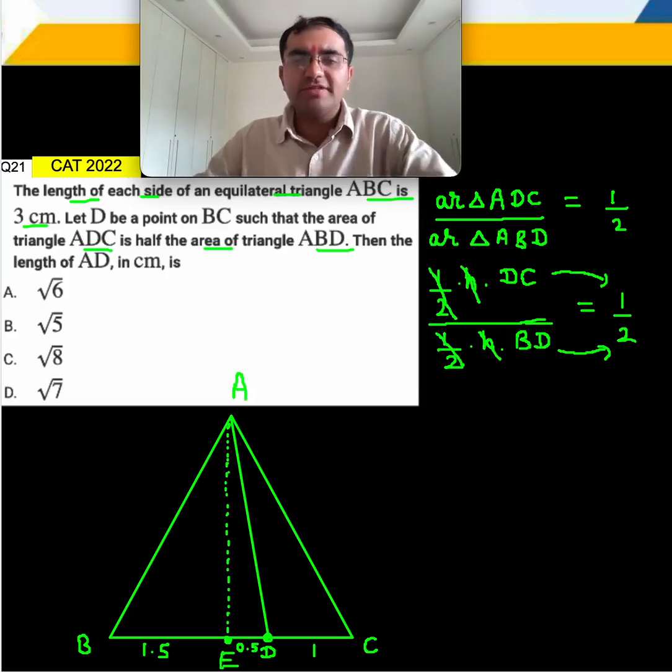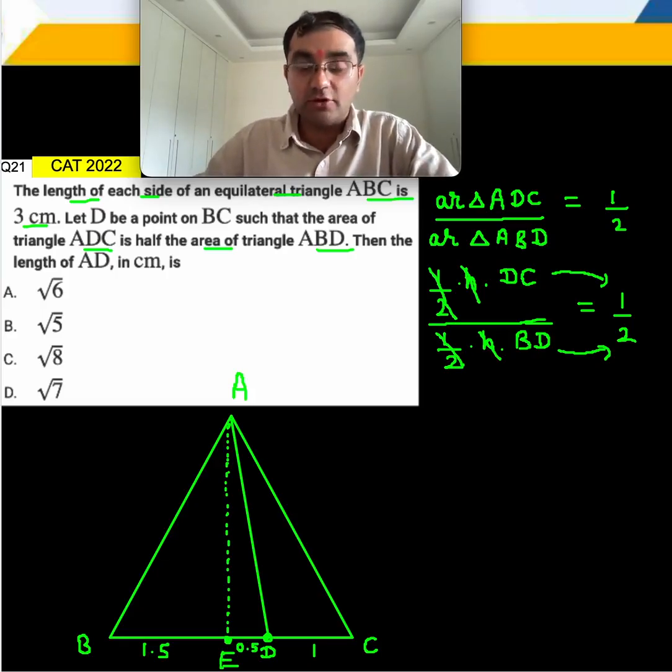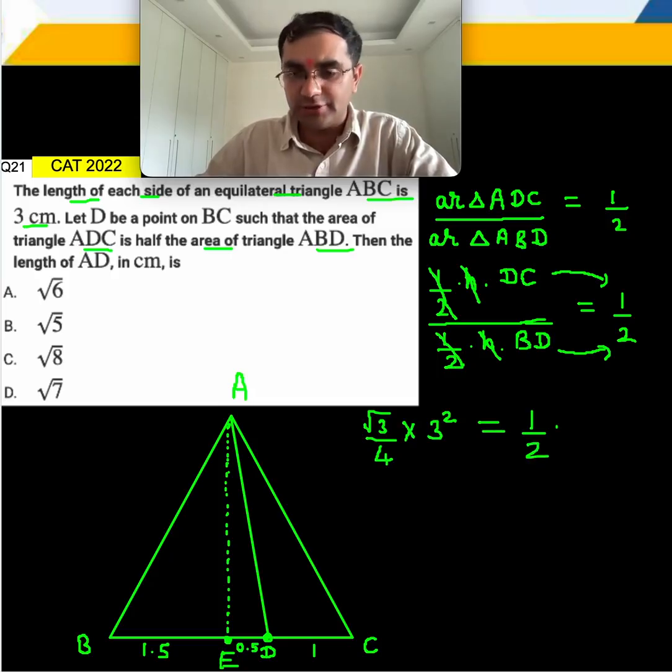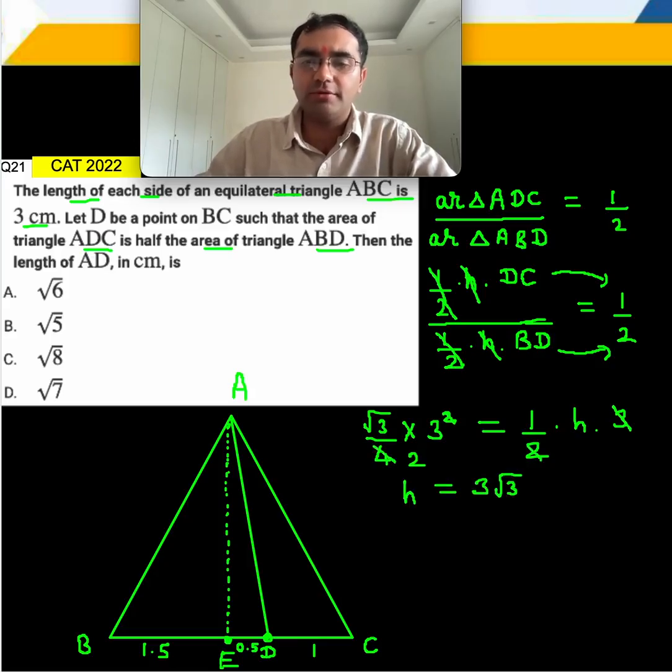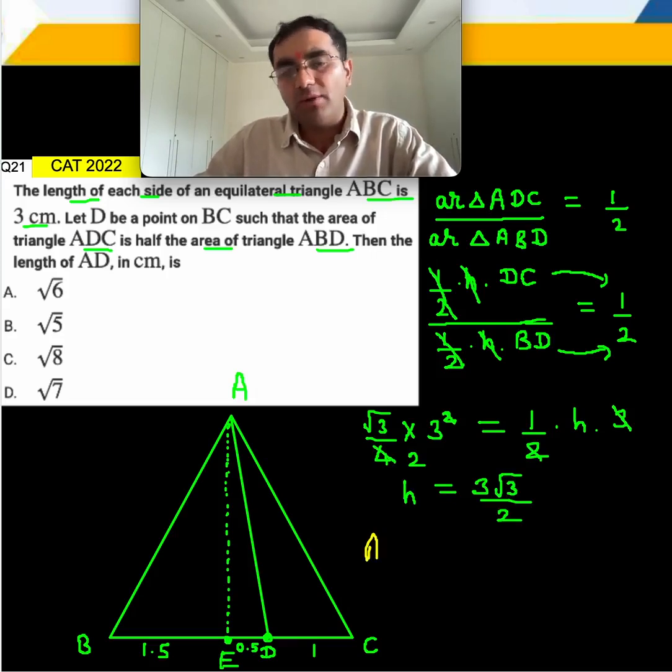So I get all of this breakdown for the base, and all of this is work in the exam. Now area of equilateral triangle, which is root 3 by 4 into side square, 3 square, is equal to half into base into altitude. Altitude h, base 3 cancels, 2 goes here, so your height comes out to be 3 root 3 upon 2. So now I can use Pythagoras theorem to calculate AD.